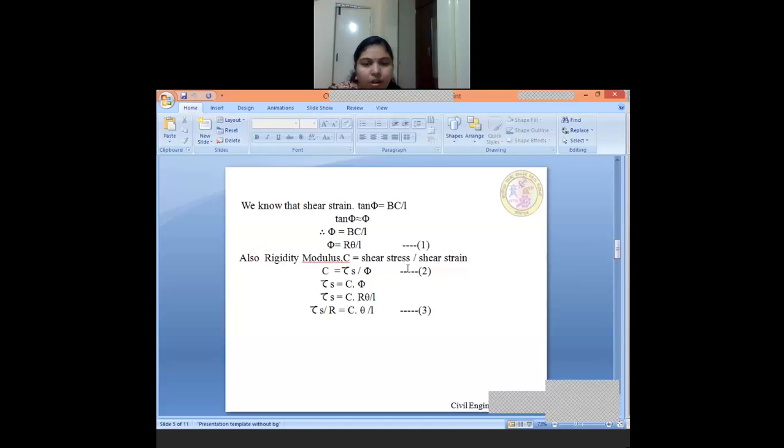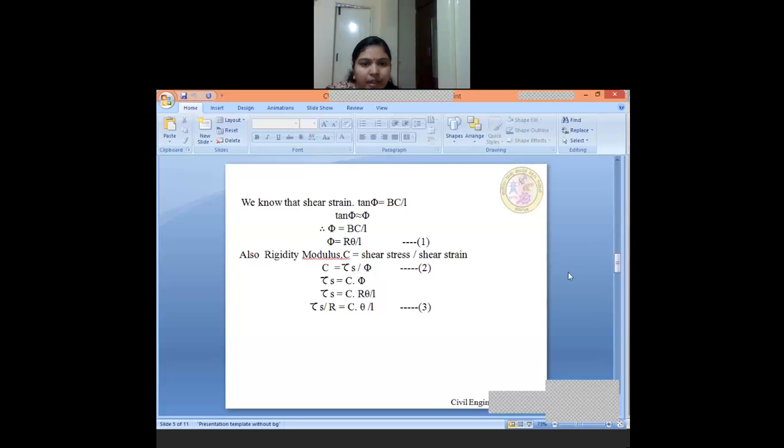Also, the rigidity modulus C is what? Shear stress by shear strain. C is tau S by phi, where tau S is shear stress and phi is shear strain. I will just rewrite this: tau S is equal to C into phi. I know what phi is, R theta by L. Substitute here: tau S equals C R theta by L. Then, rearranging the terms, tau S by R is equal to C theta by L. Take this as equation 3.